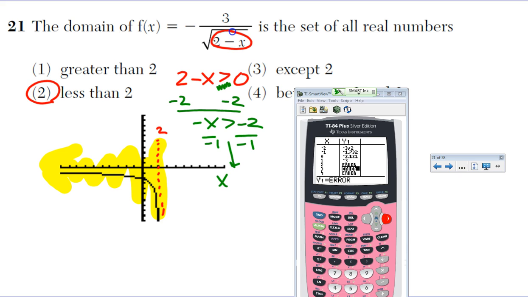Don't forget, when you divide by a negative, it flips. And there you have it, x is less than 2. But the table and the graph is definitely an easier way to do this problem.